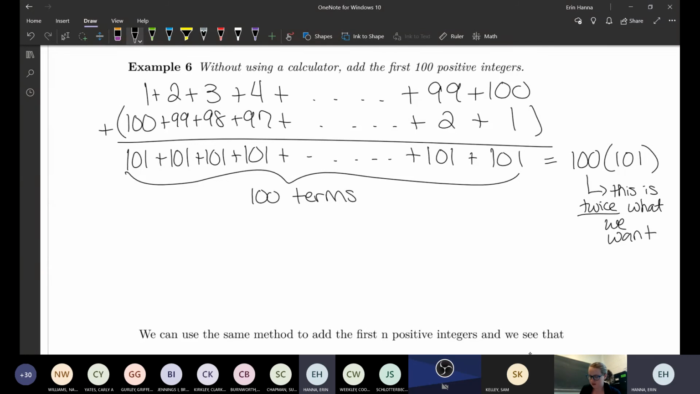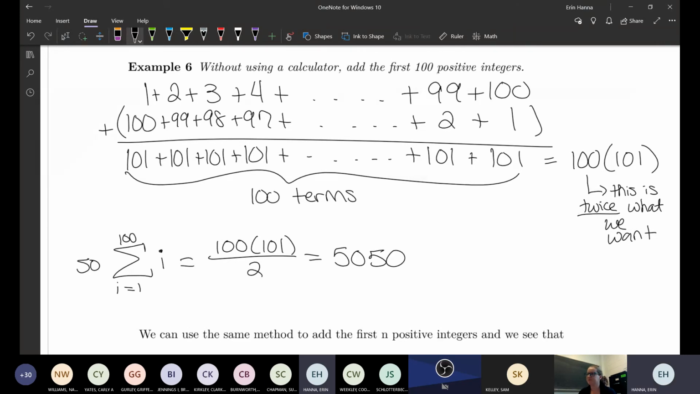But that would mean that the sum of the first 100 integers, written in sigma notation, would be equal to this 100 times 101 divided by 2. Just cut it in half. Which, if you're curious, would be 50 times 101. Sometimes people will break it up at 50 and add the 1 to 100, 2 to 99, and so on. They'll have 50 terms of 101.